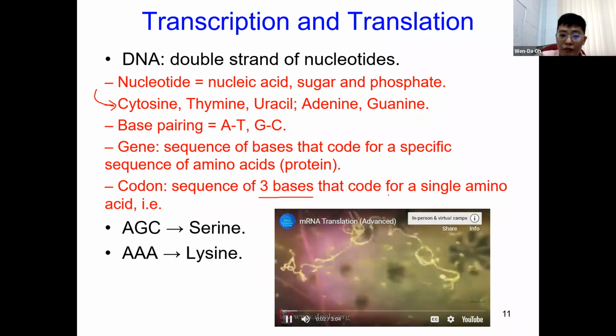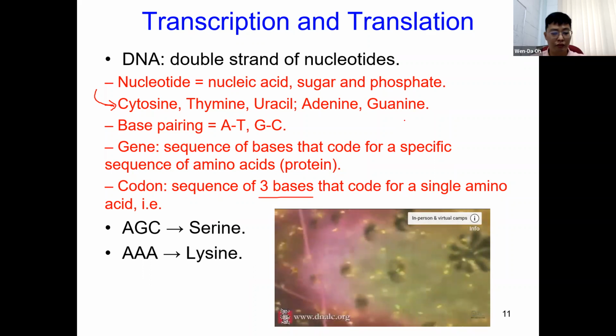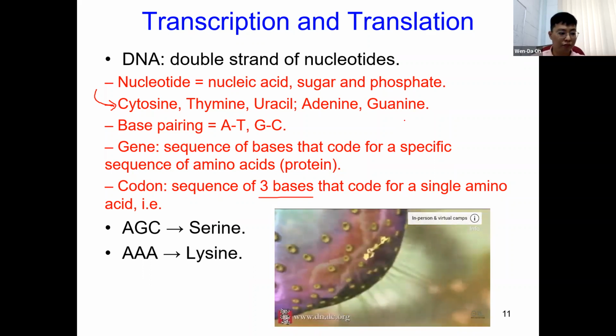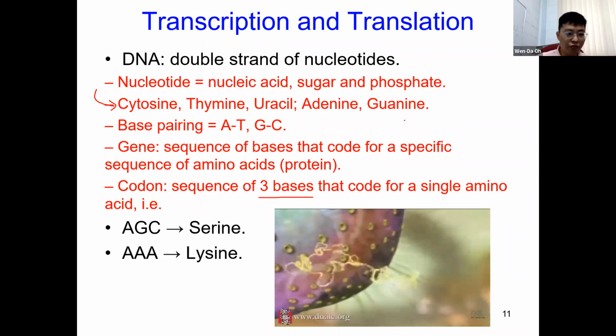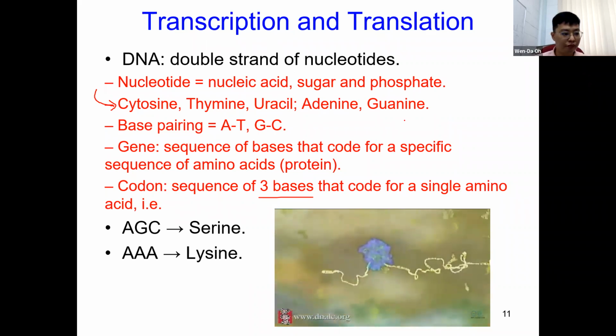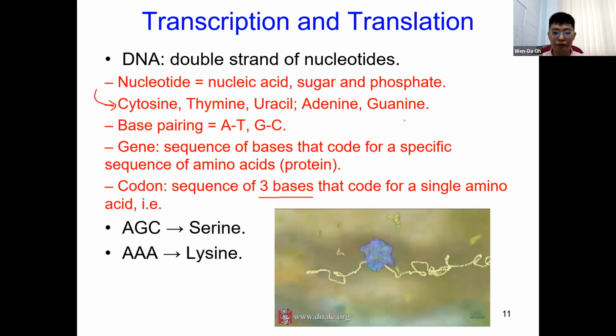The job of this mRNA is to carry the gene's message from the DNA out of the nucleus to a ribosome for production of the particular protein that this gene codes for. There can be several million ribosomes in a typical eukaryotic cell.